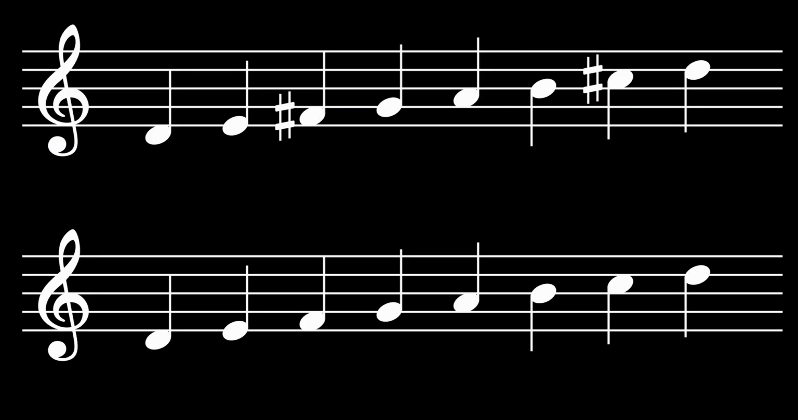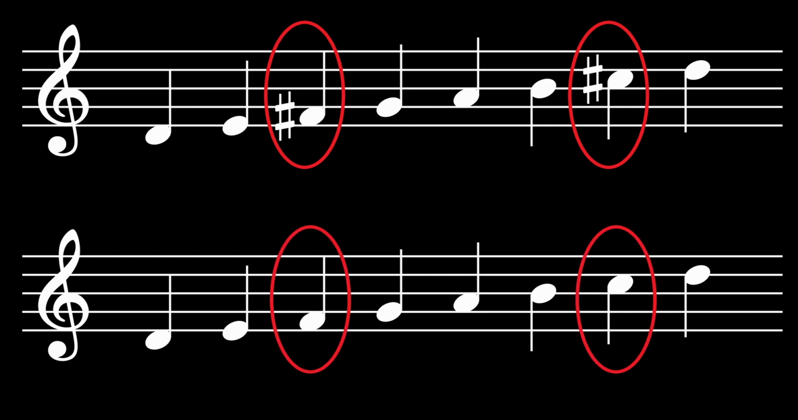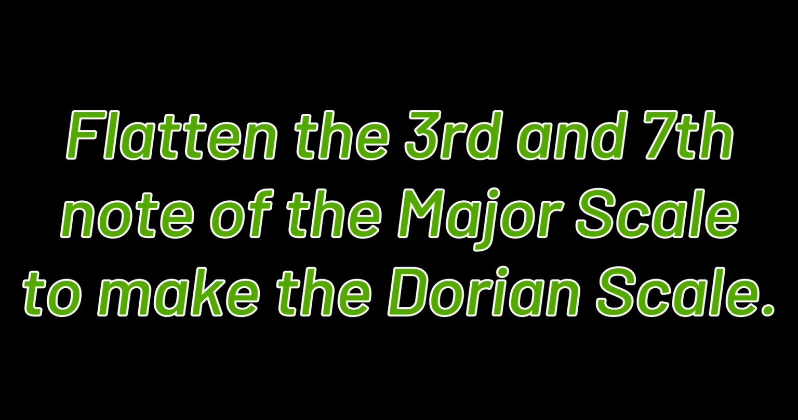We can see that the 3rd and 7th note of the major scale have to be moved down or flattened by a half step to make the Dorian scale. That's all we need to know to make the Dorian scale on any note. Now, if we try to make the G Dorian scale, we just need to play G major like this.